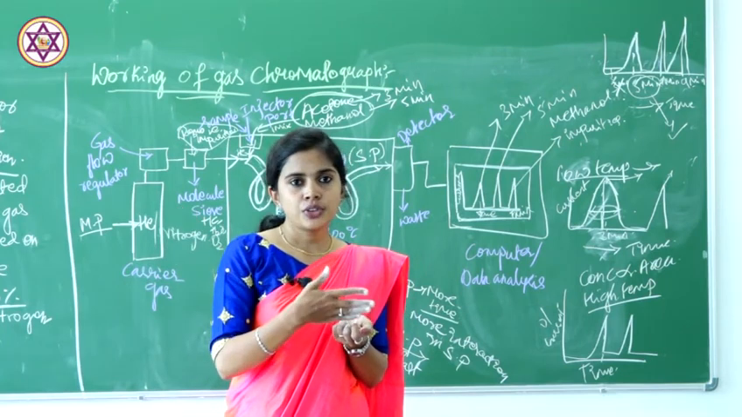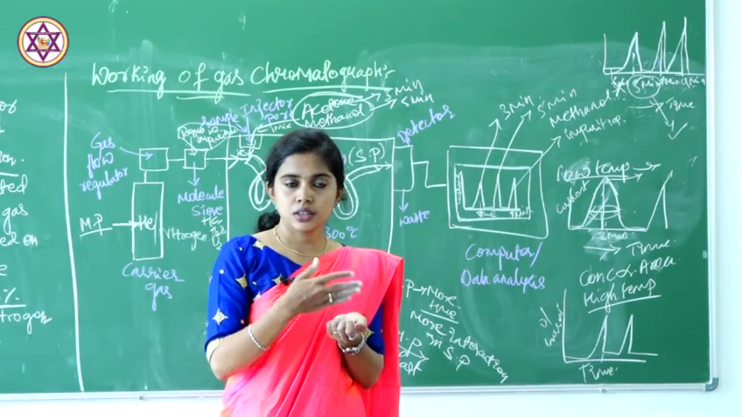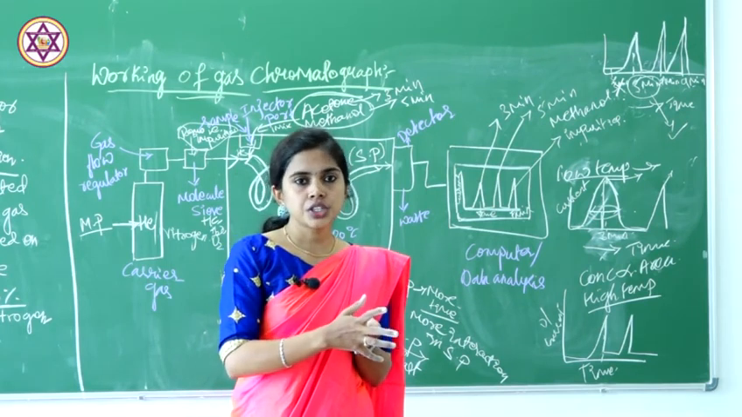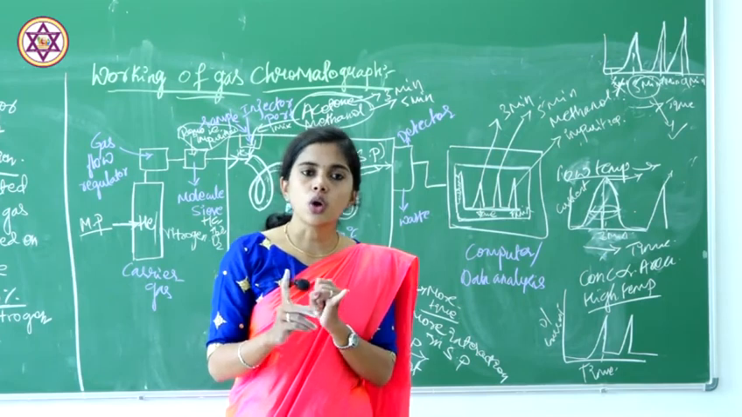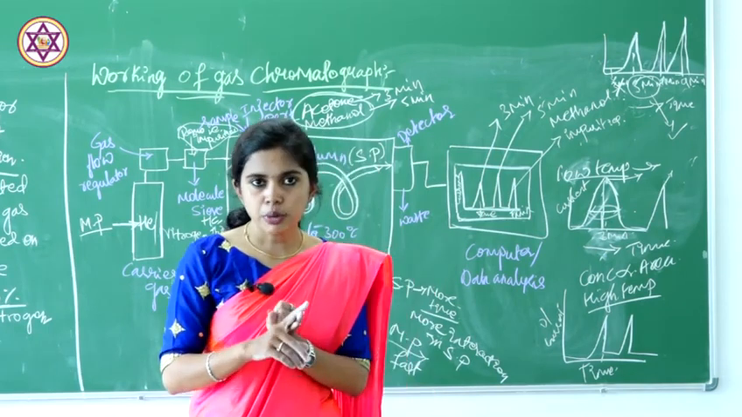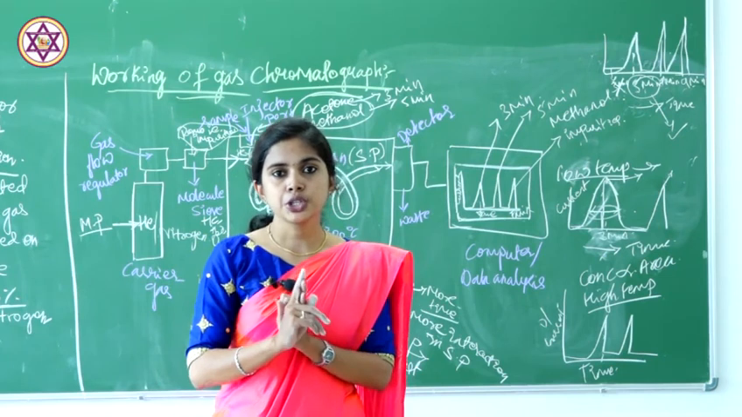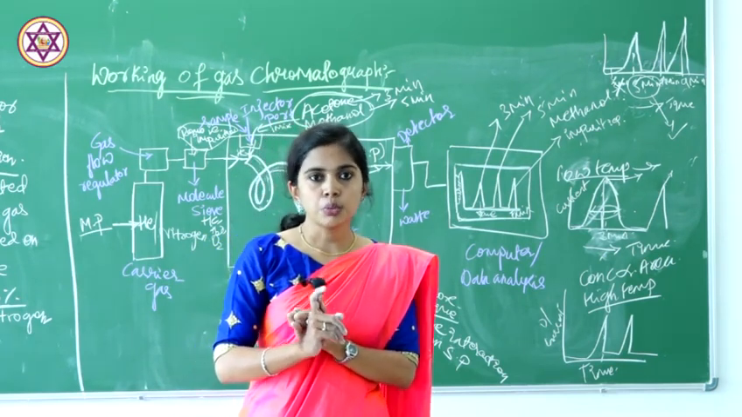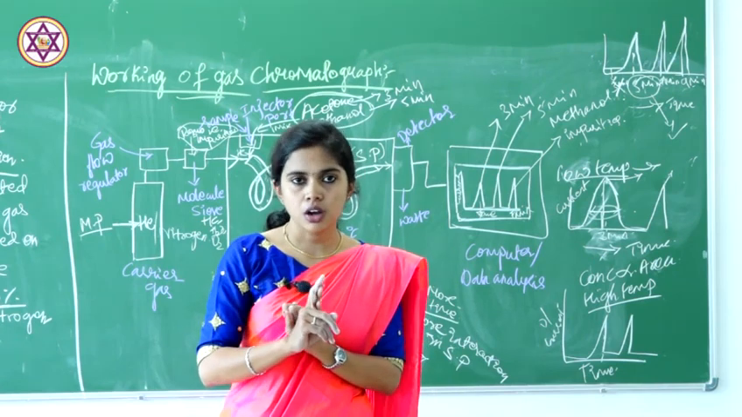And the area of the bandwidth depends on concentration. If more area is there, then the concentration is more. This is about column chromatography and gas chromatography techniques for the separation and analysis of compounds. Okay. In the next class we'll see one more method, HPLC. Okay. Thank you.